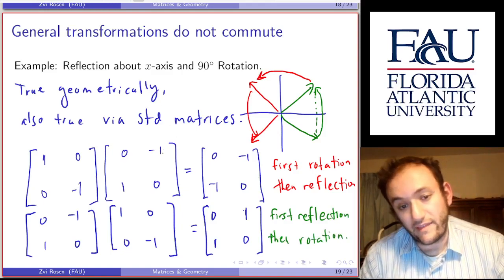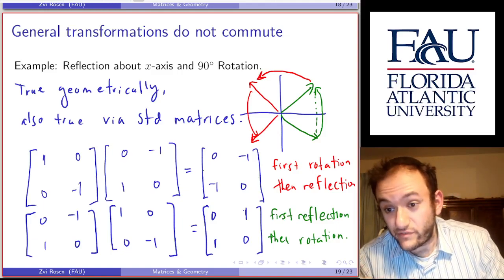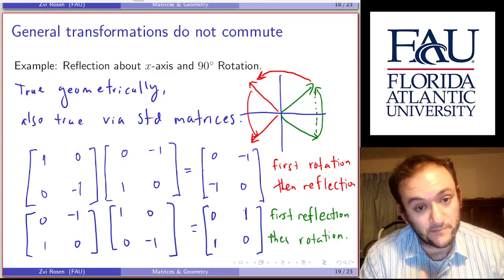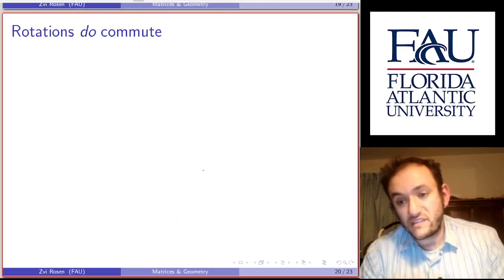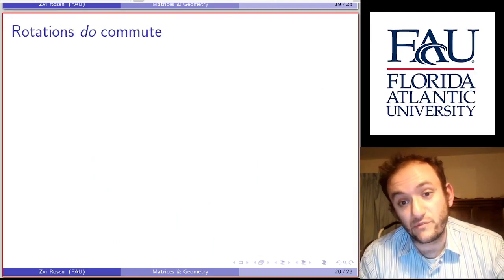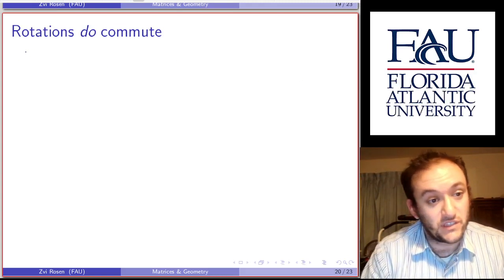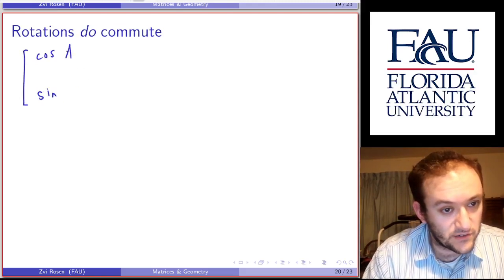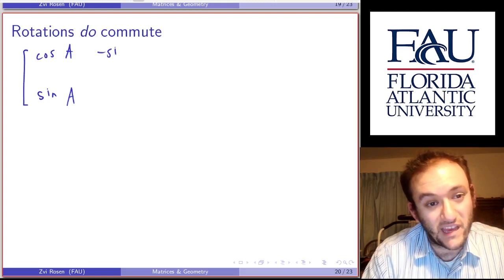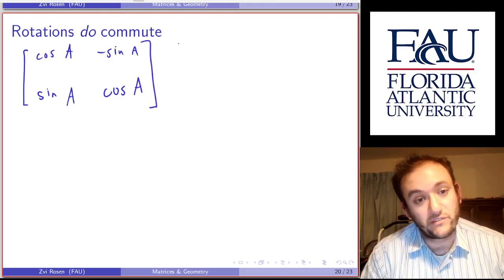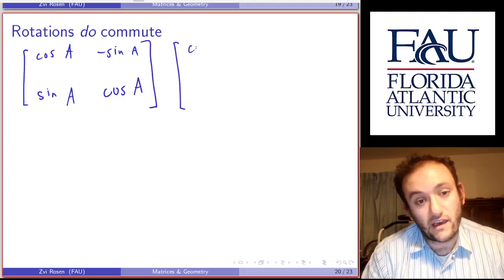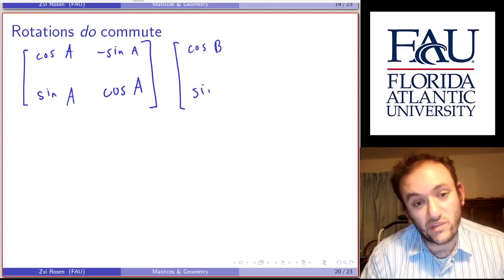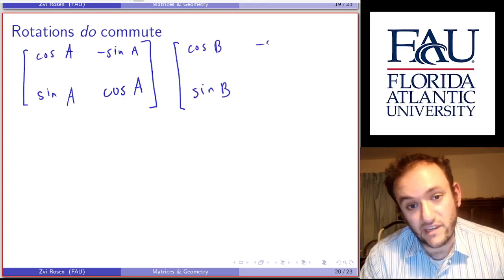Okay, and this shows that one gives you the negative of the other, just as the way we drew it in the picture. Okay, but some pairs of transformations do commute. So if you take two rotations, for example, let's make it easier to write: cosine A, sine A, minus sine A, cosine A. So this is one matrix, and this is another matrix, cosine B, sine B, minus sine B, cosine B.